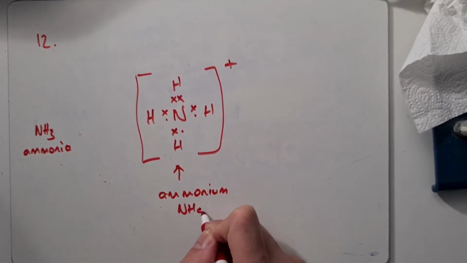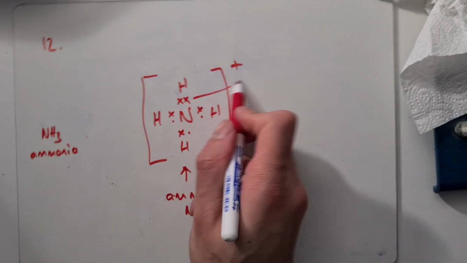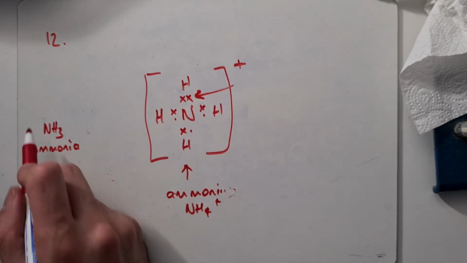It's NH4 plus. So it's B. C is a negative ion, and there's no dative covalent bond. Up here we've got our dative covalent bond. And D is ammonia, but it's lost its lone pair of electrons.